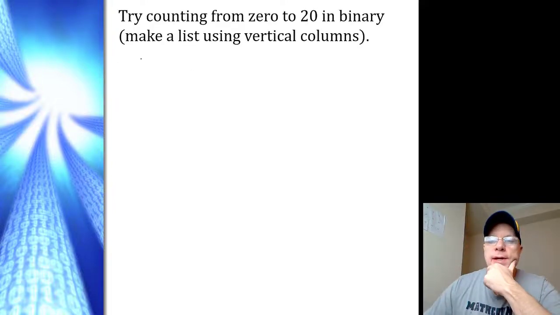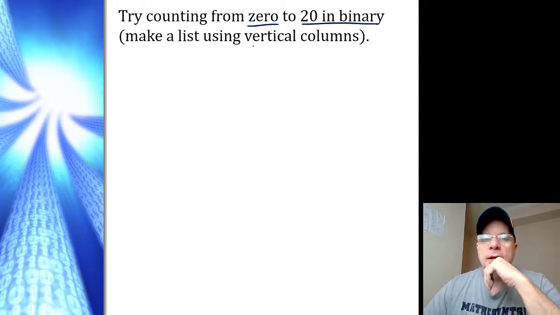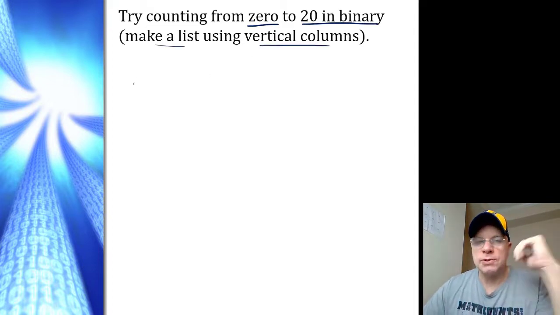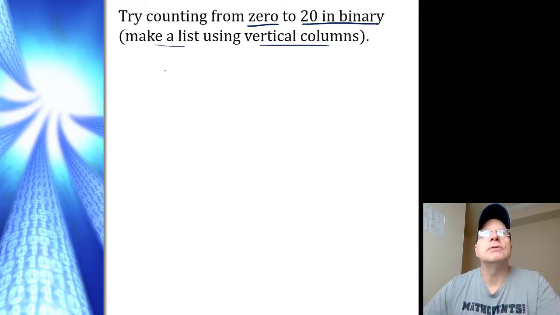Okay, here's a little counting exercise. Count from 0 to 20 in binary and make your list using vertical columns. So here's what I mean. Let me see if there's a good way to... I know what to do.